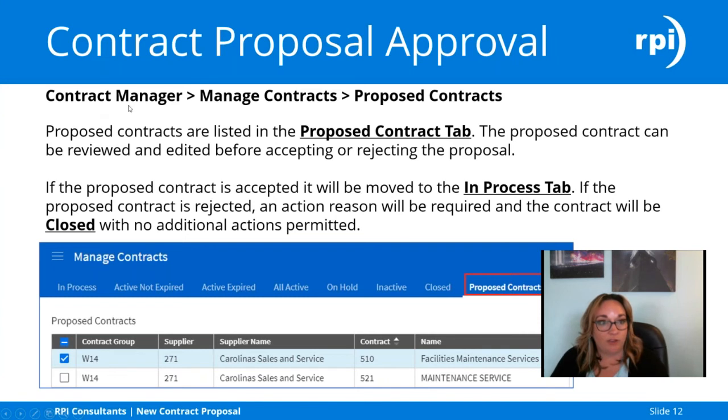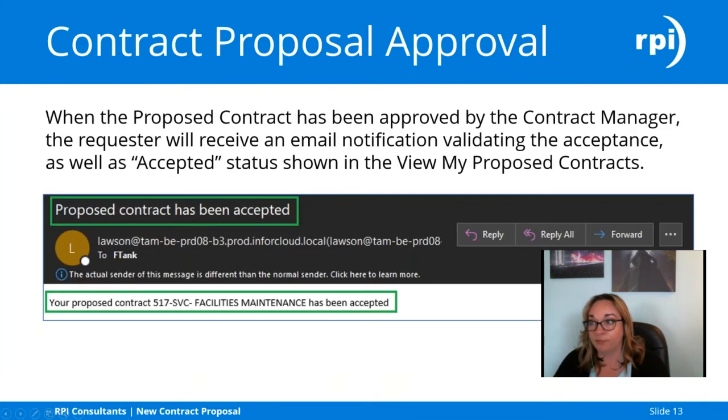Again, the contract manager can locate the proposed contracts within the proposed contract tab. And again, it's important to know that if the contract is rejected, it does go into a closed state. And if it's accepted, it moves to in process to be worked further.